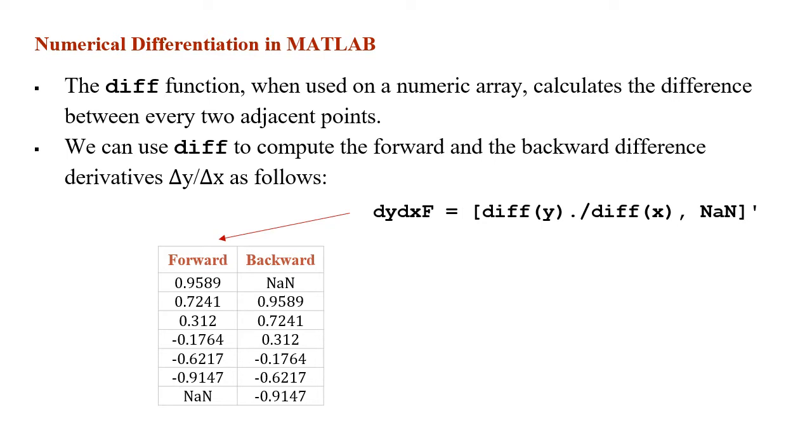What I added at the end is just the apostrophe because I want to take the transpose of the array, so I'll just convert it into a column matrix instead, or a column array. Similarly, we can compute the backward difference derivative by putting first a NaN, and then at the end we have the delta y over delta x by calling the function diff on y and x as well. And then at the end, I close the bracket and then use the transpose operator to convert the row array into a column vector.